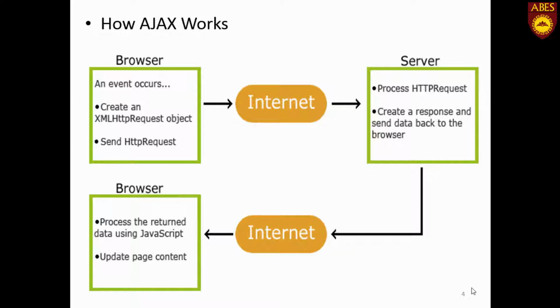Let's discuss how AJAX works. Here we see the browser and server, and in between there is the internet. The browser sends a request when some event occurs, for example a button click in the web page. Then an XMLHttpRequest object is created by the JavaScript. This XMLHttpRequest object sends a request to the web server through the internet.